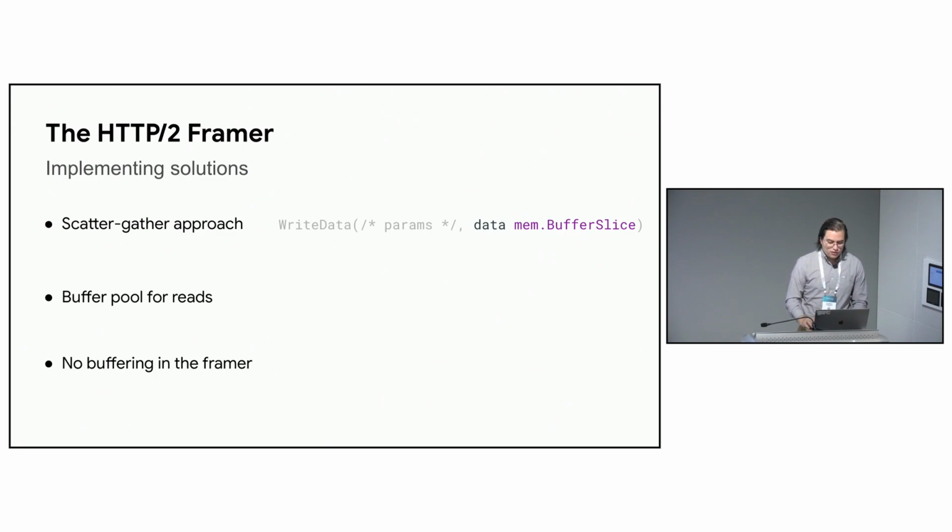And finally, the way we solve the last problem is by removing the buffering inside of the framer. So essentially, when we're writing a data frame, instead of copying the data into a buffer that lives inside of the framer, we will just write that same data directly into our buffer writer. So that way we don't have that redundancy in copies.